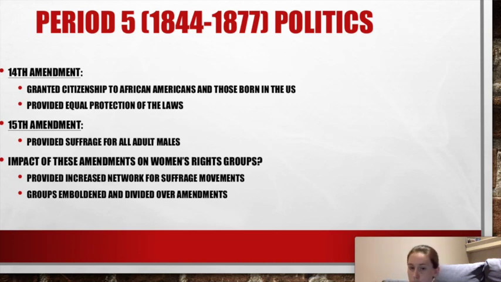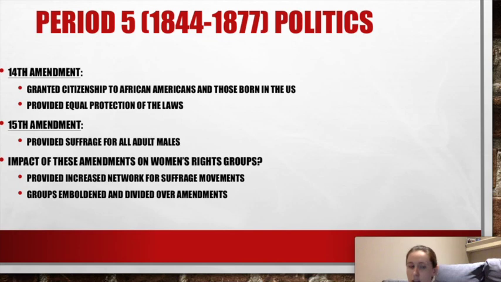Now, generally, next period, we are going to see this give way to the women's rights movement, in which you guys know we're not really going to see suffrage gained for women until 1919, which actually is passed, I believe, in 1920. But anyways, because of these amendments, we are going to see a couple of things happen within the women's rights movement at this time. We're going to see some of the women's rights movement supporting these amendments, and then some not supporting them, saying that women should have gained the right to vote before all males within the United States.